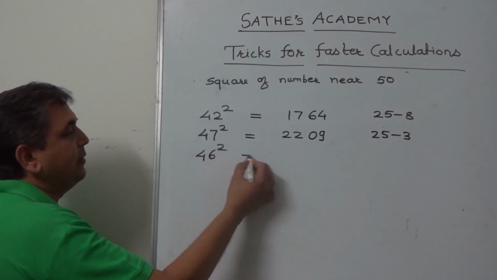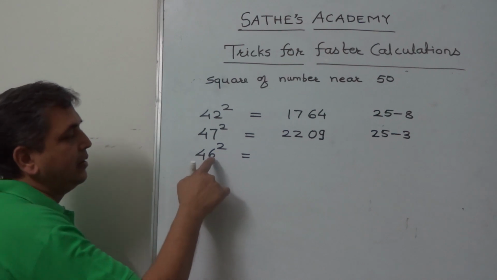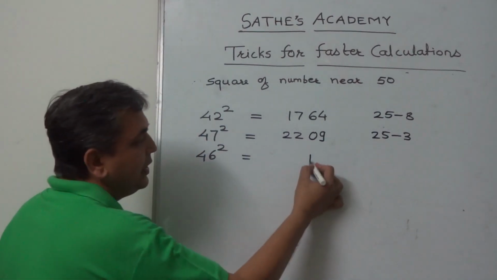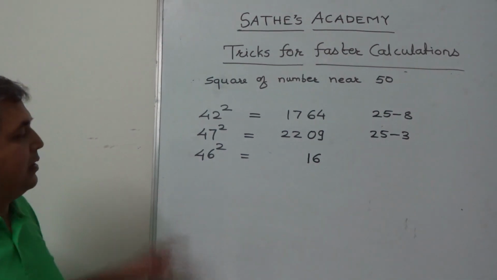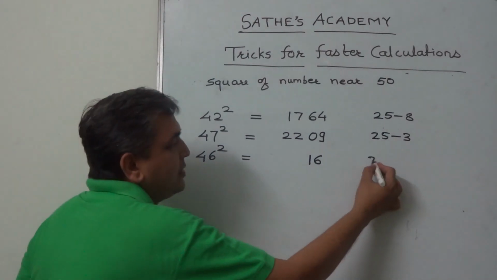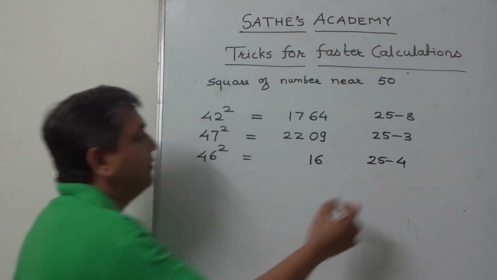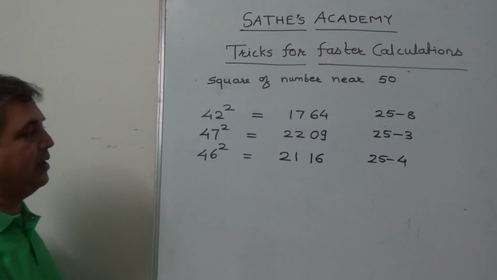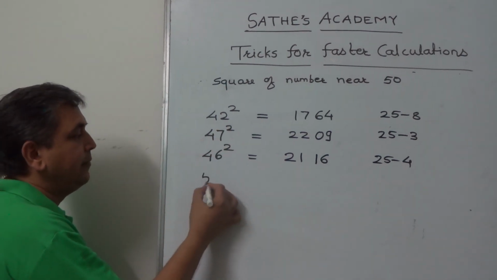46 whole square. Difference is 4. Difference from 50. 4 square is 16. Now the difference is 4. We subtract that difference from 25. So we get 2116. Now let us take a number greater than 50.